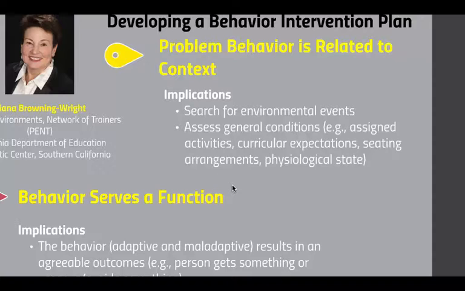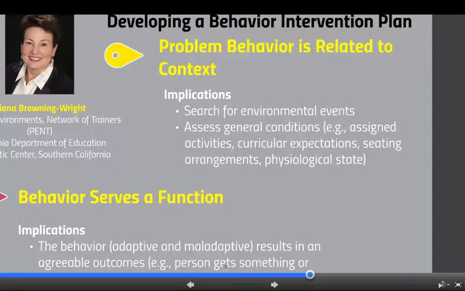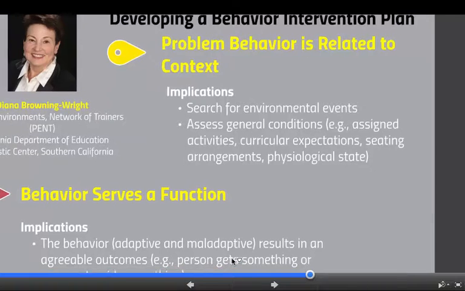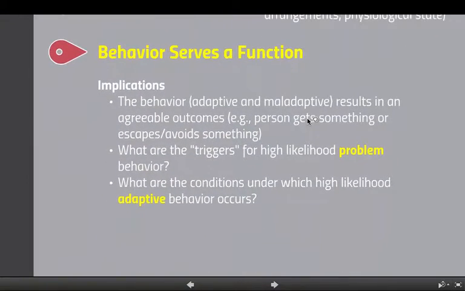So that will have implications. If the curriculum is too difficult for the individual, then part of our behavior intervention plan may be to align that person with an appropriate level of curricular activities. That could be one implication. So we're looking at problem behavior. We're looking at the context in which it's occurring, and our behavior intervention plan will integrate that knowledge.